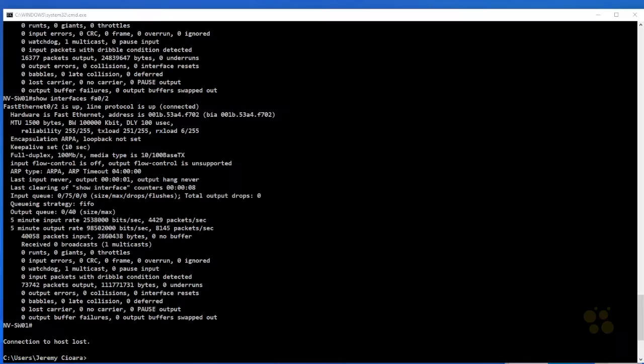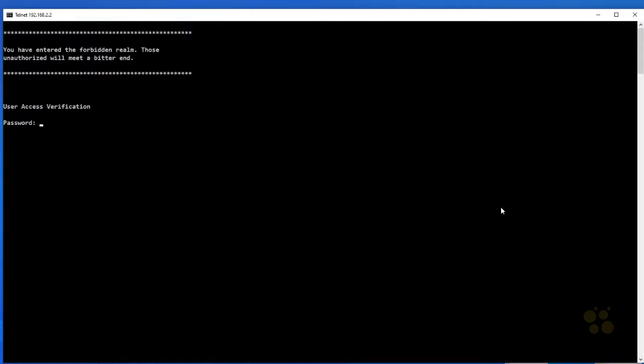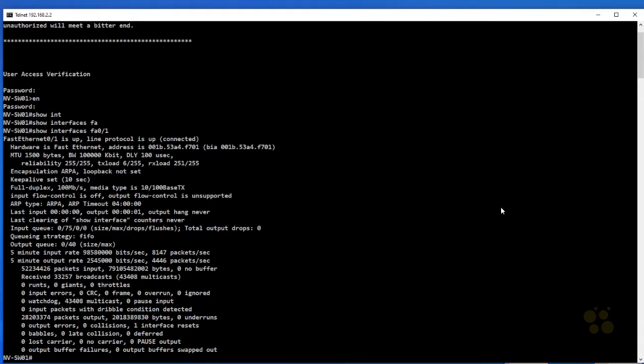Let's go through the meat of this and where we can find some errors happening on the interface. We get reconnected to that switch. Log in, enable, log in, and let's do show interface FastEthernet 0/1. And okay, so we're still transferring a ton of data. That's 98 megabits per second, 98.5 megabits per second.